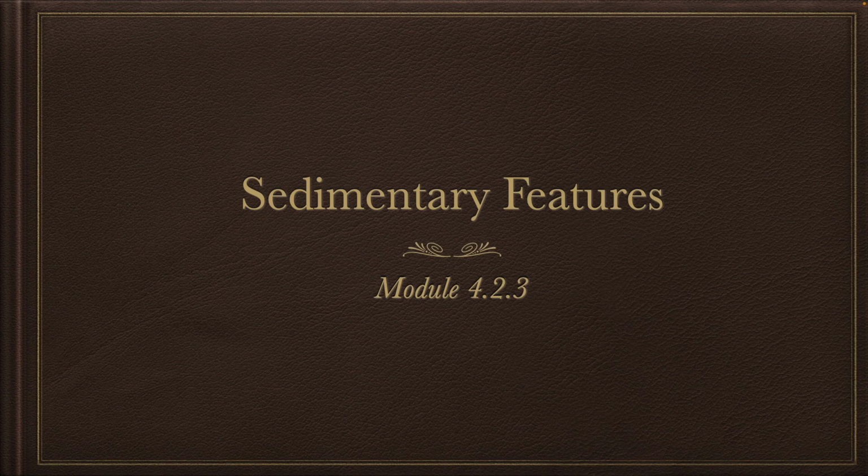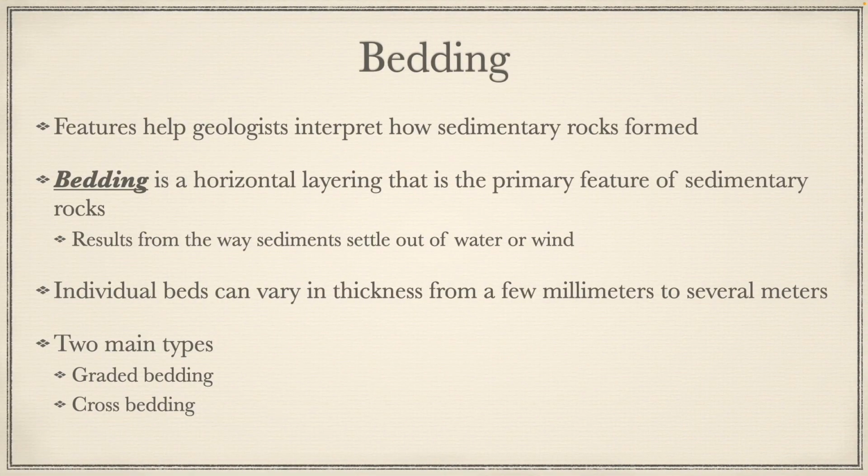Sedimentary features. So bedding features help geologists interpret how sedimentary rocks formed. Bedding is a horizontal layering that is the primary feature of sedimentary rocks. This results from the way sediments settle out of water or wind. So they're layered one on top of the other, and that creates these layers that we call bedding. Individual beds can vary in thickness from a few millimeters to several meters thick.